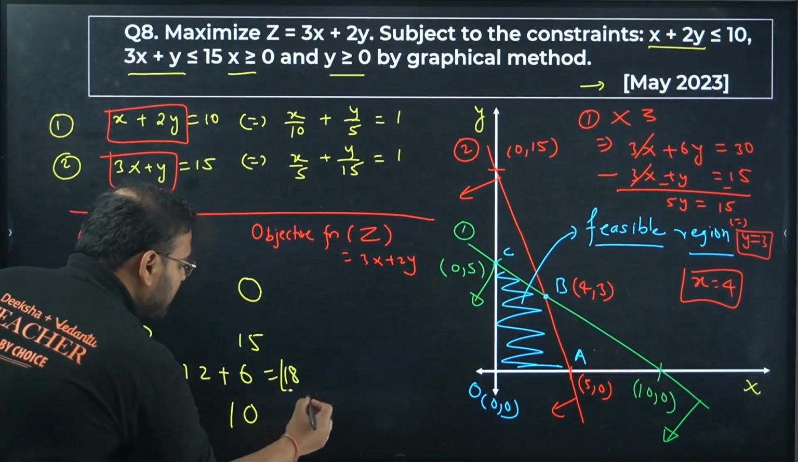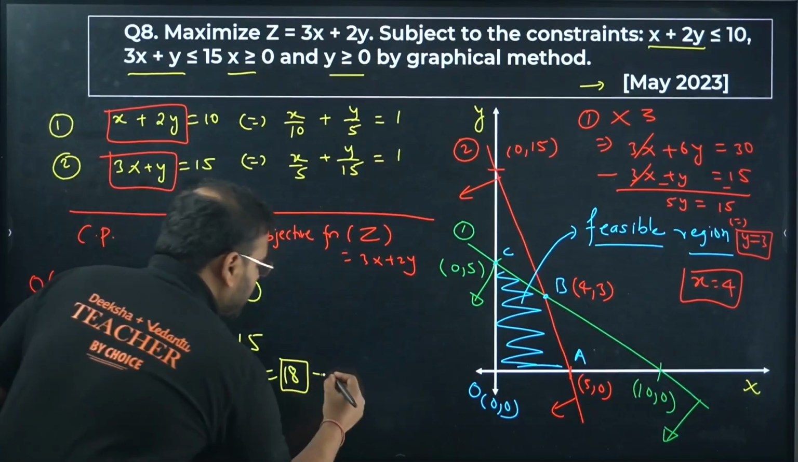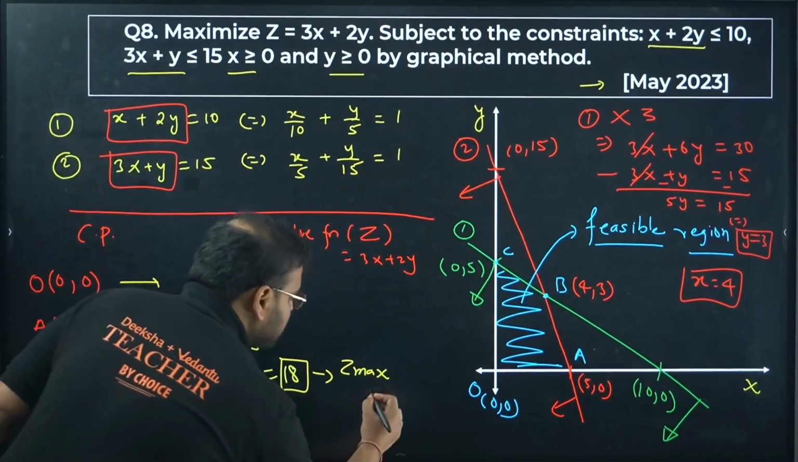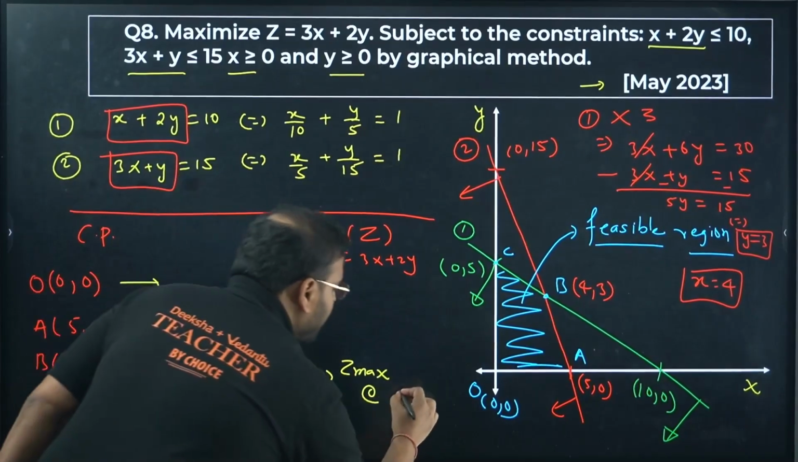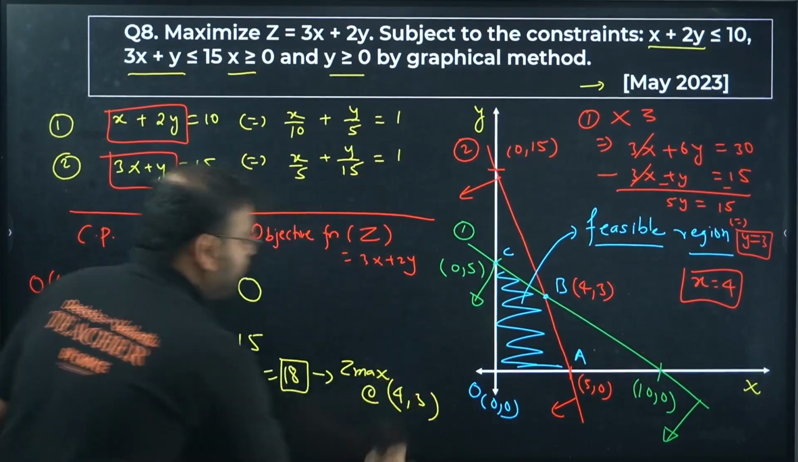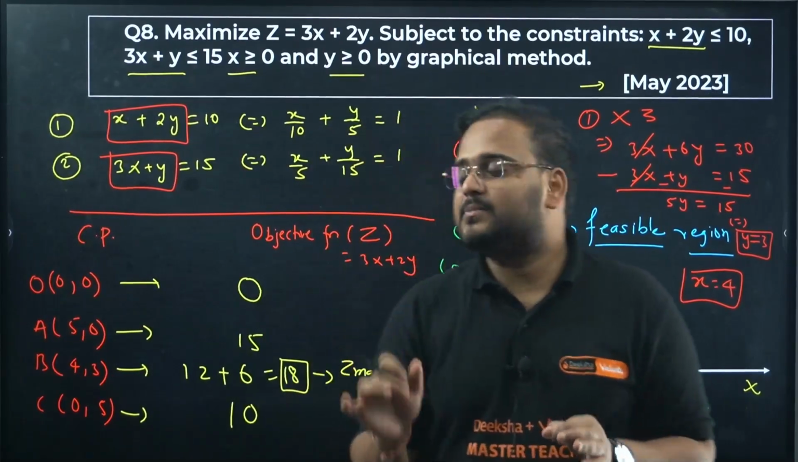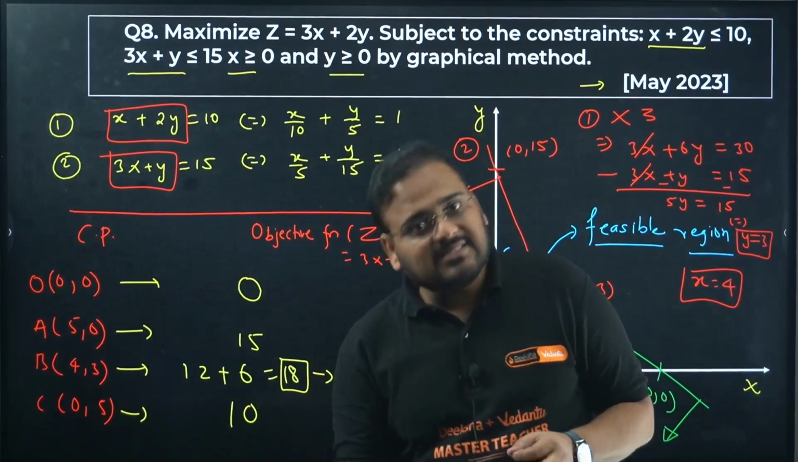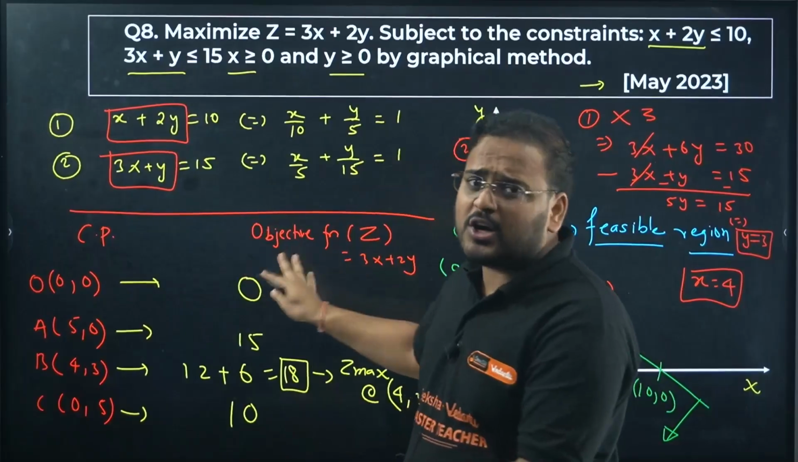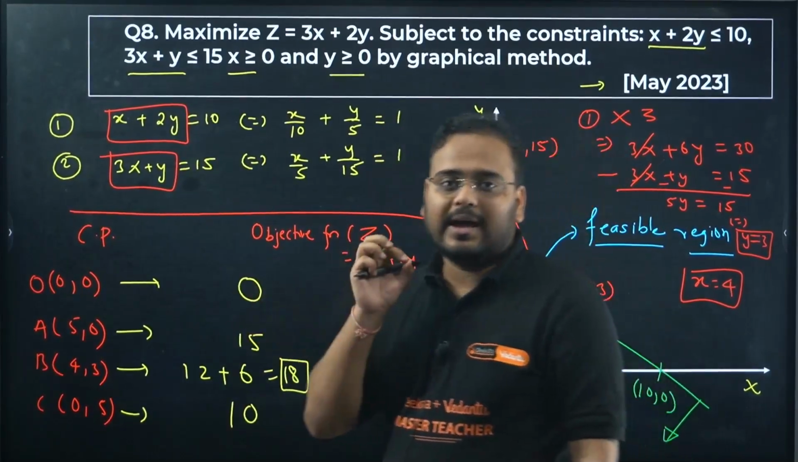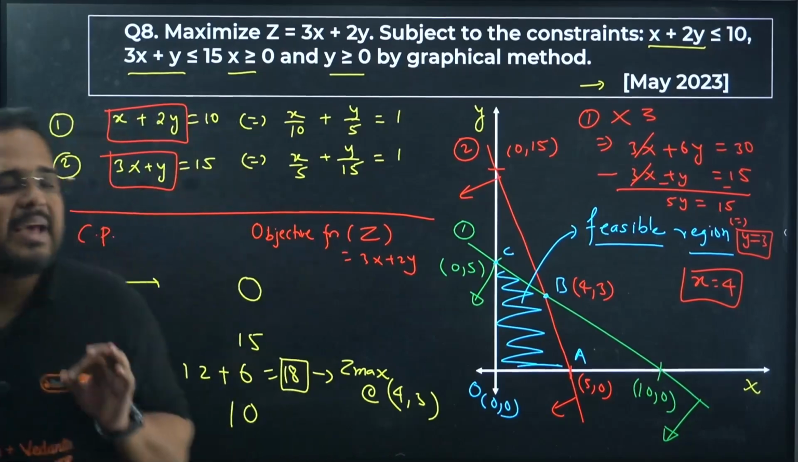Clearly you can see that this is my maximum value. So this represents your value of Z max, which is 18. And where does it occur? At the point, check here, 4, 3. The point B, 4, 3 is the point of maxima. For this entire graph, maxima occurs at this point. If they ask us minima also, the process will not change till this point. You can just see the minimum value is at the origin as 0. Does it make sense or not?